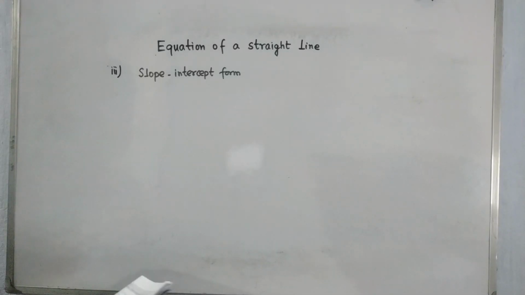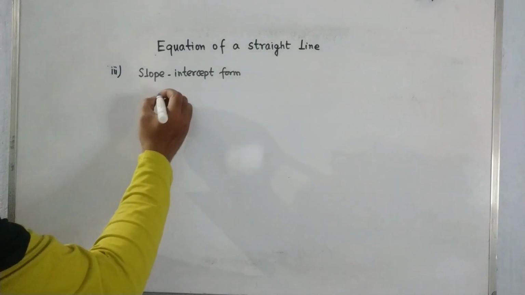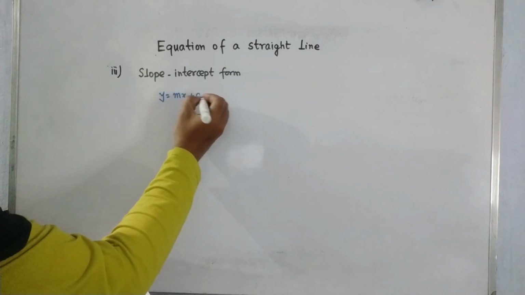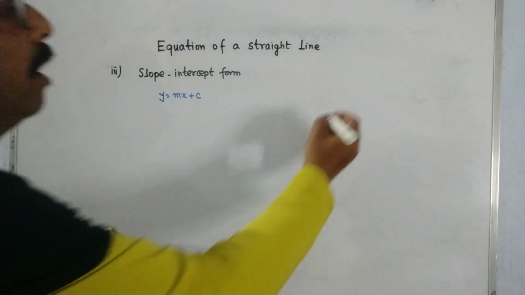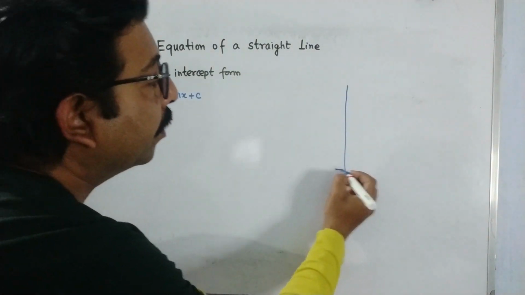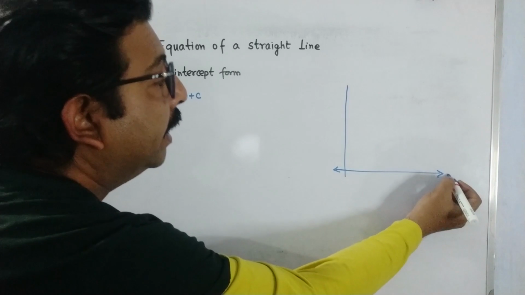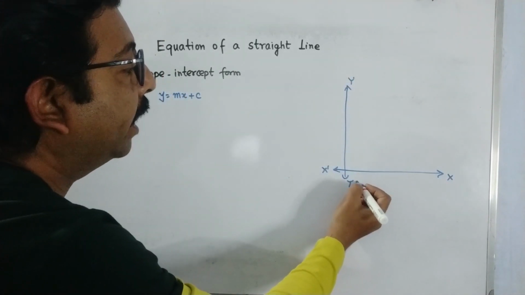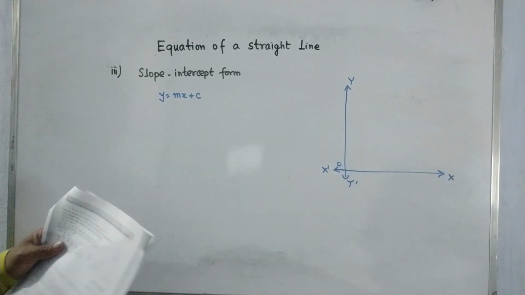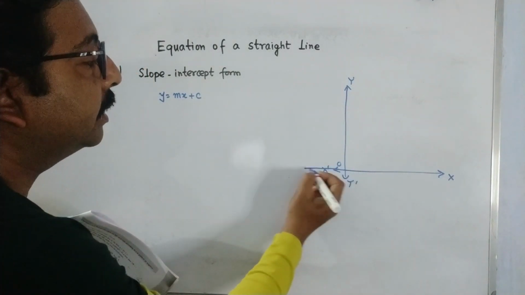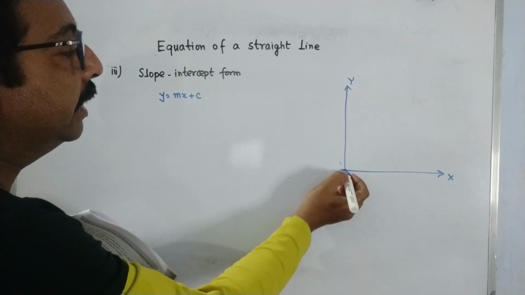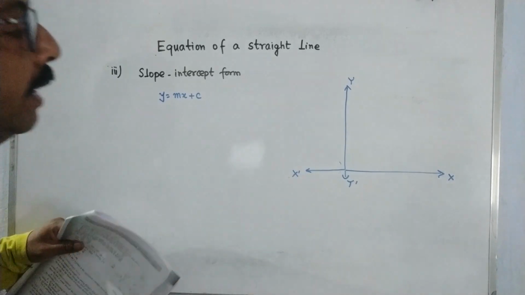The slope-intercept form of the equation of a straight line is expressed by y equals mx plus c. Now we have to draw X dashed, Y dashed, origin O. It is extended a slight bit. I have to extend it to X dash.